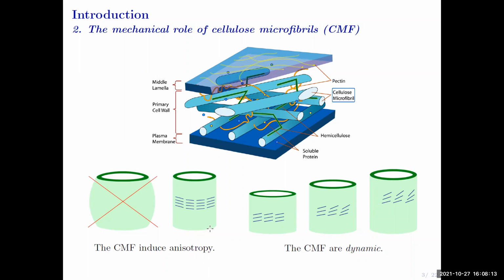It's also known that the CMF are dynamic. They move along, or get moved along, in the cell wall. They change their orientation, etc. And given that what we want is to dig into exactly what this extensibility of the cell is, it would be a miracle if it didn't involve a major contribution from this reinforcing component, the CMF.